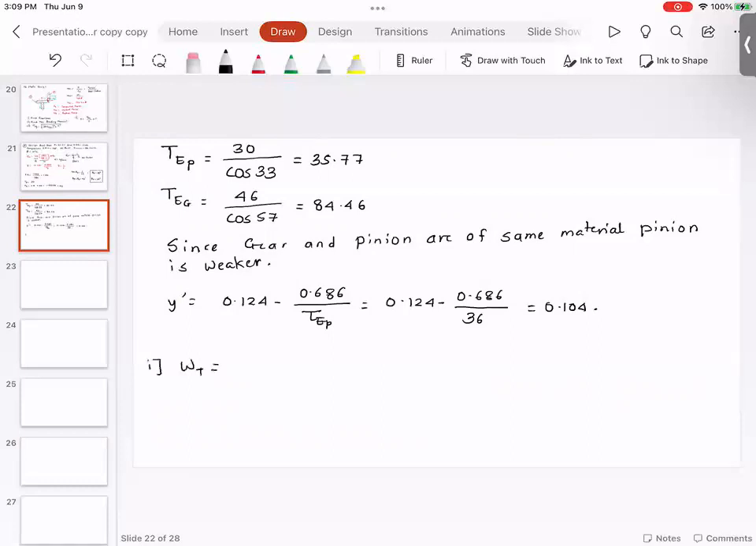WT is equal to P divided by V multiplied by the service factor. So we are designing the pinion.